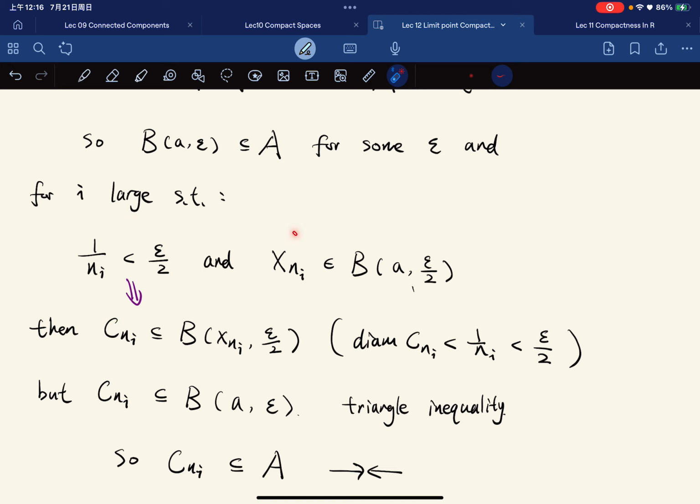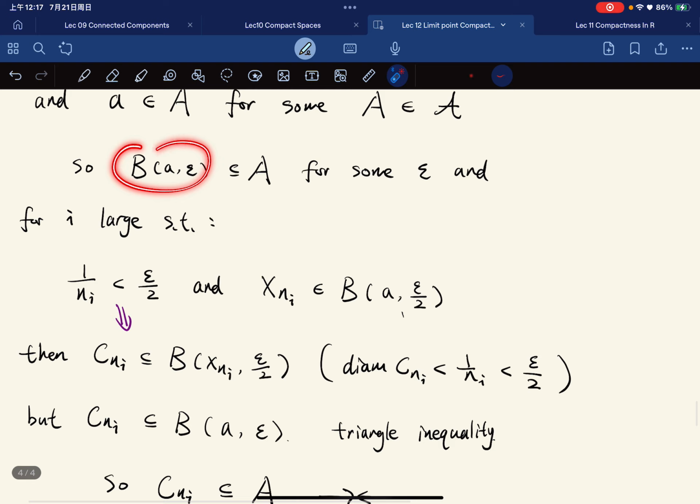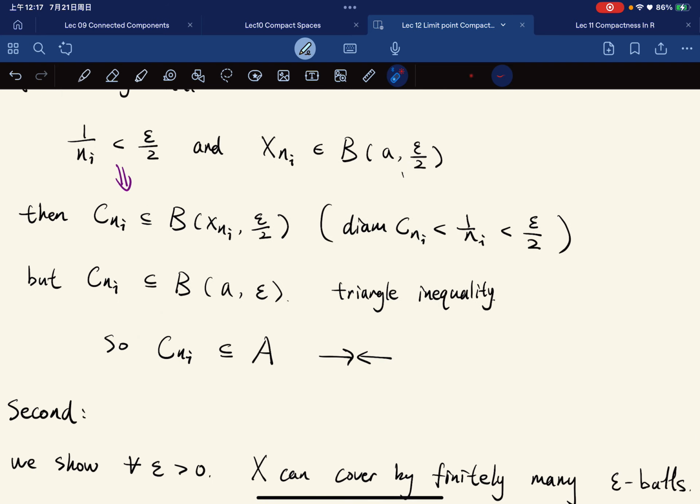We can also make xni lie in the epsilon over 2 ball around A, because it converges to A. Then Cni must be in the epsilon over 2 ball centered at xni, because the diameter of Cni is less than 1 over ni, which is less than epsilon over 2. We also have that Cni is in the epsilon ball centered at A by the triangle inequality. So it is contained in a single element of the cover, which is a contradiction.